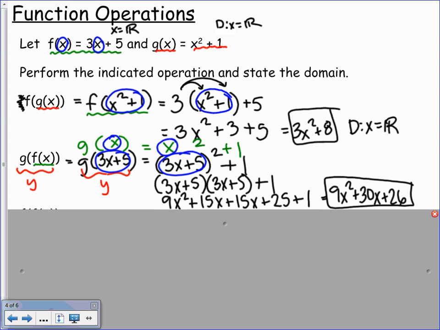By doing that composition, did the domain change from all real numbers, or are we still okay with all real numbers? Probably still okay, right? There's no new fraction, there's no square root or fourth root or sixth root, so we have no restriction to our domain, and our domain would be x equals all real numbers.